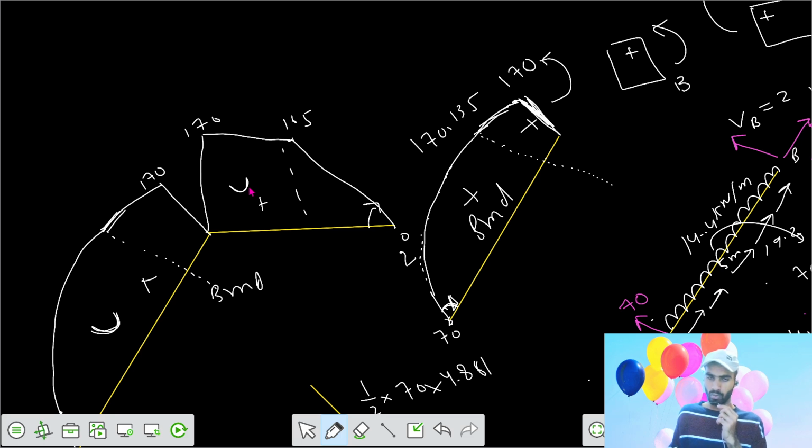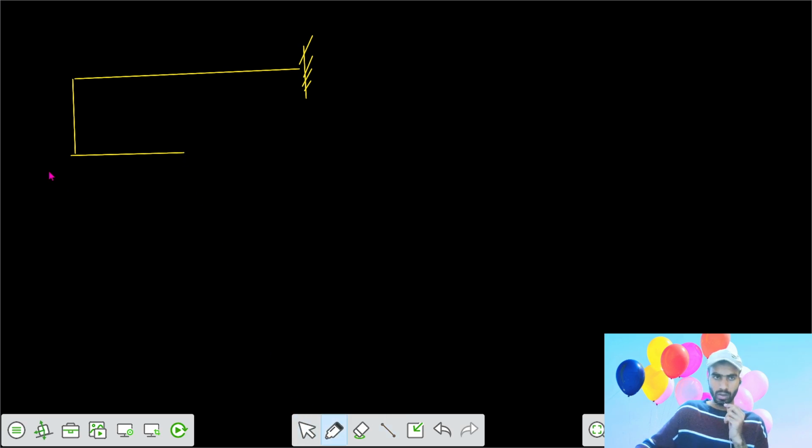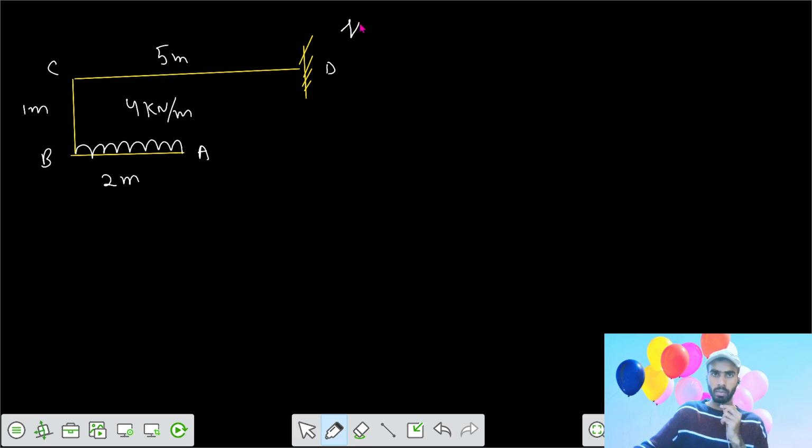Then we have one more question on frames. Let's take that question. You have 5 meters here and a fixed support. After that you have 1 meter, and then 2 meters. Then you have a UDL of 4 kilonewton per meter for a length of 2 meters. Here are the points A, B, C, and D. We need to get the shear force diagram and bending moment diagram.